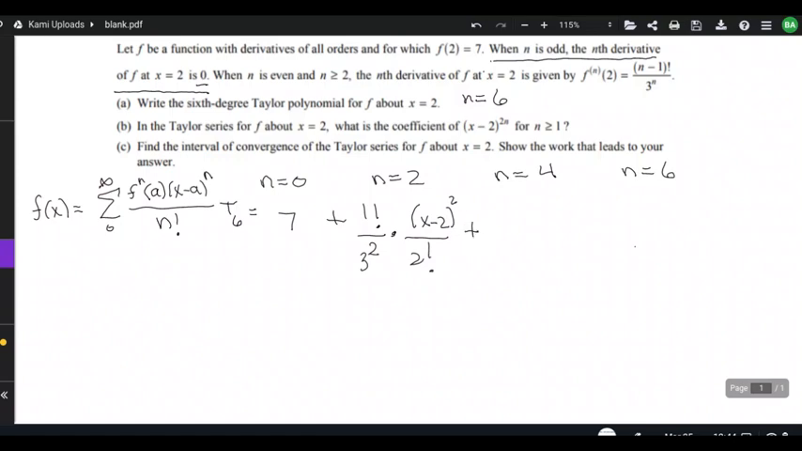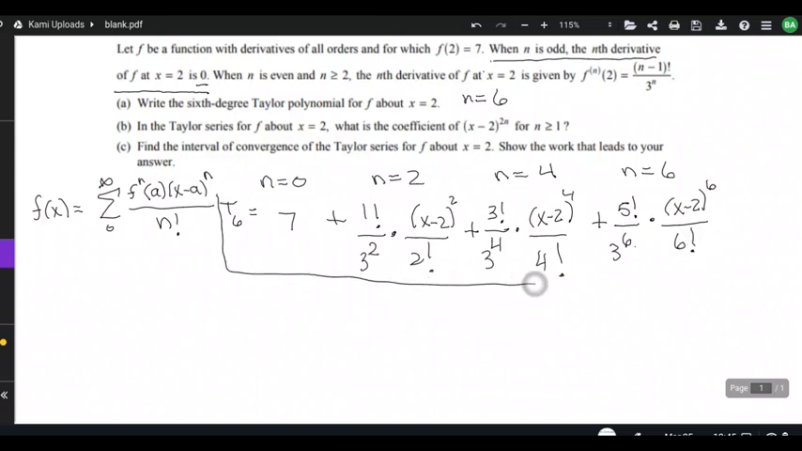plus, plugging the 4 into our nth derivative function, 3 factorial over 3 to the 4th power times (x minus 2) to the 4th power over 4 factorial. And lastly, plugging in n equals 6 into our nth derivative function gives us 5 factorial over 3 to the 6th power times (x minus 2) to the 6th power over 6 factorial. And that is going to be our sixth degree Taylor polynomial.